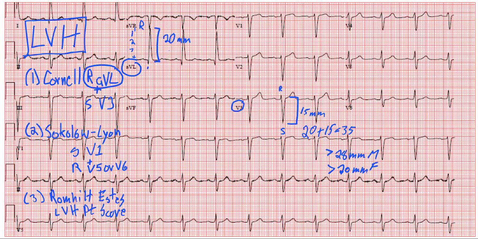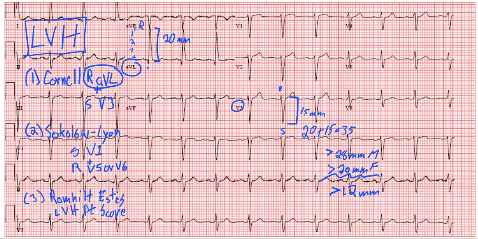So that is Cornell. For the modified Cornell, I'll draw a line below that. Modified Cornell, all you need is greater than 12 millimeters with that R wave in AVL. And we have that, right, because it's 20 millimeters. So this is modified Cornell.